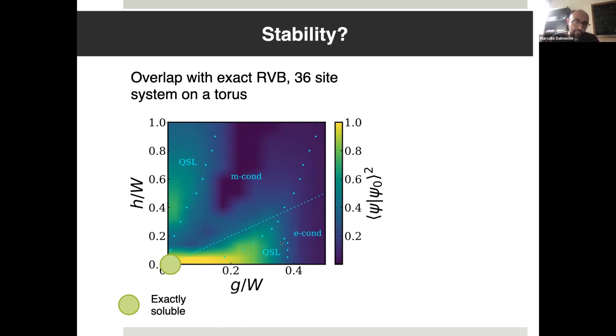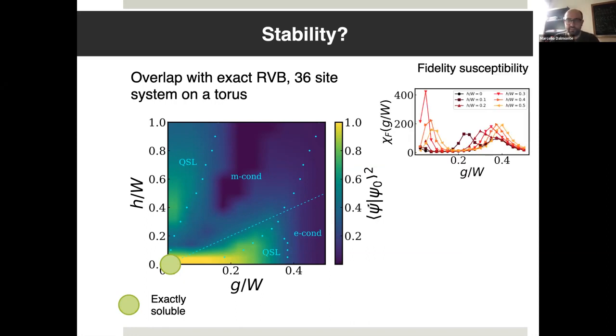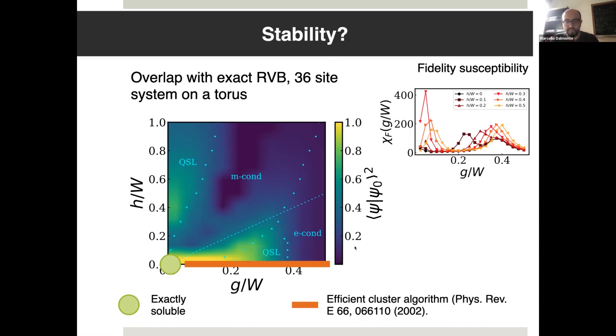In this plot it is denoted as QSL. So it is stable against finite G until some point, and it is unstable at some point when you increase H. And this we did by studying fidelity susceptibility and so on and so forth. What was also interesting is that we can in principle study this model also with Monte Carlo, at least in certain regimes.